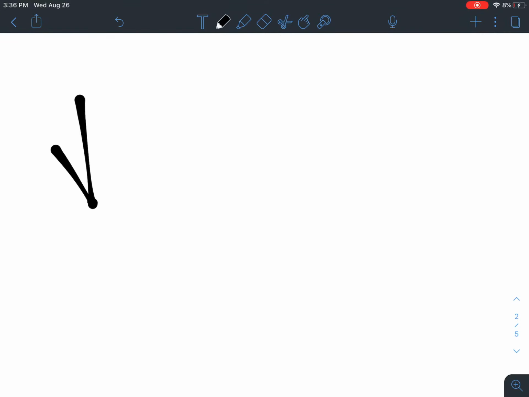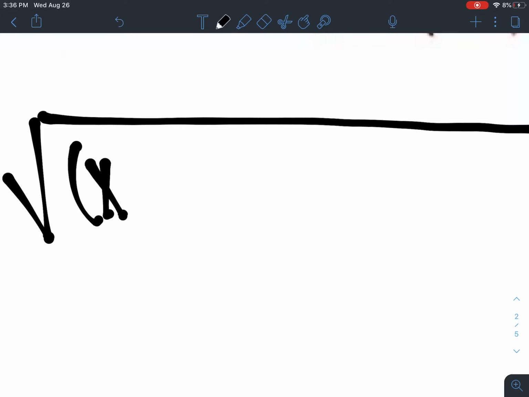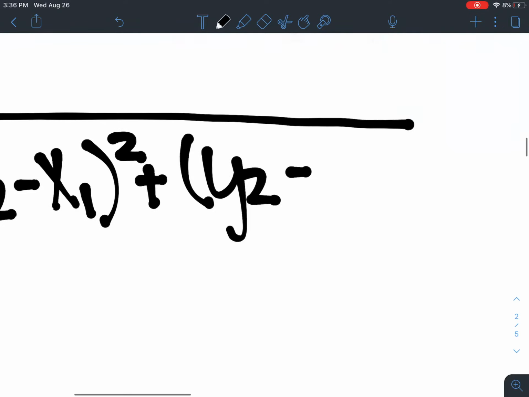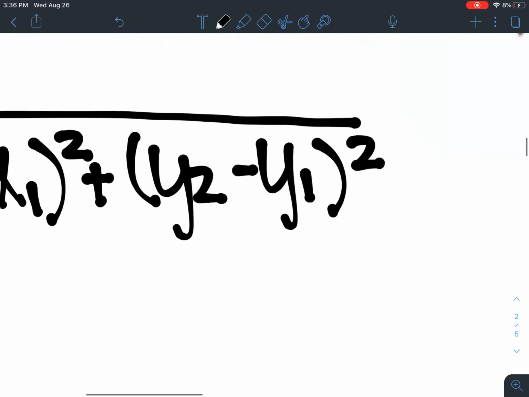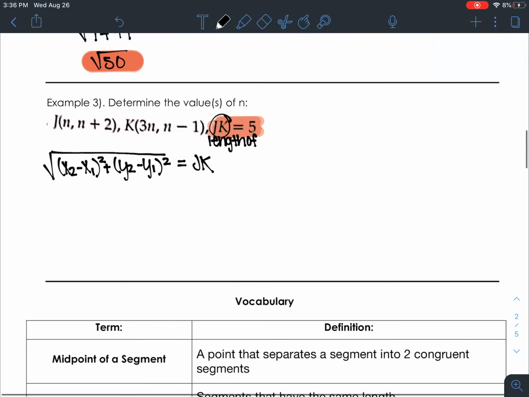So let's go ahead and write out our long distance formula, okay? And again, it's going to be the square root of (x2 minus x1) squared plus (y2 minus y1) squared. And that's going to be equal to the distance of JK, okay? So nice and slow, all I did there was write the distance formula, and I'm setting it equal to the distance of what I'm trying to find, which is JK.